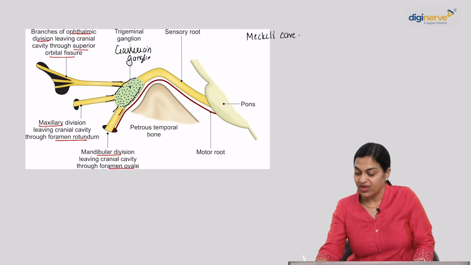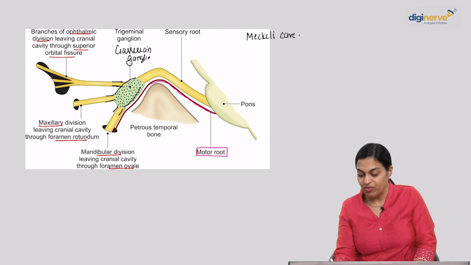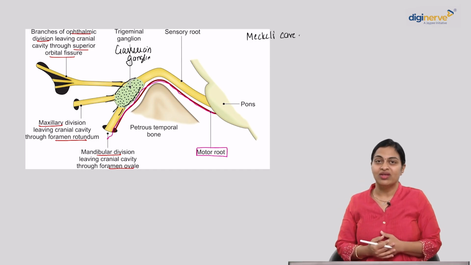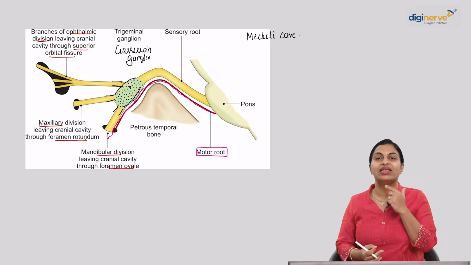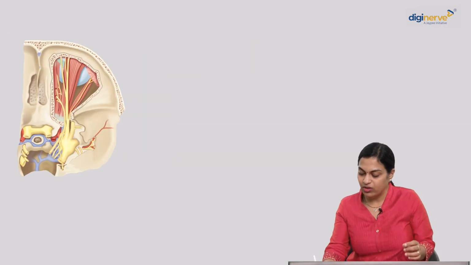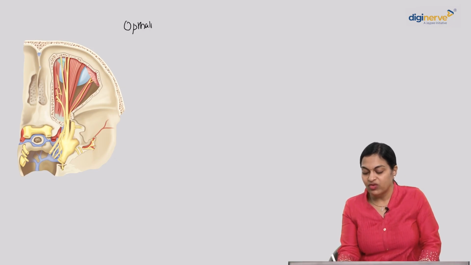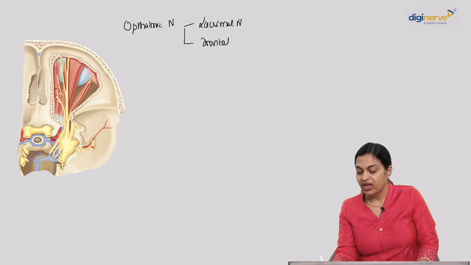And just appreciate this, okay? The motor root of the trigeminal nerve that comes from the motor nucleus traverses along the mandibular division of the trigeminal nerve to innervate those 8 muscles: the 4 muscles of mastication, the 2 tensors, and the anterior belly of digastric and mylohyoid muscle. Okay. So let's see the key points related to each division. The ophthalmic nerve is going to divide into 3 main branches: the lacrimal nerve, the frontal nerve, and the nasociliary nerve.